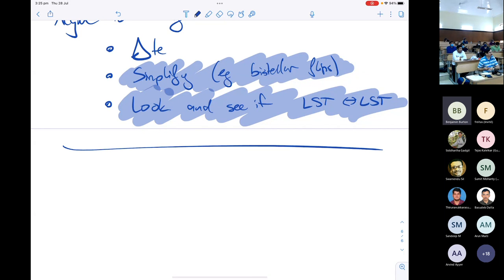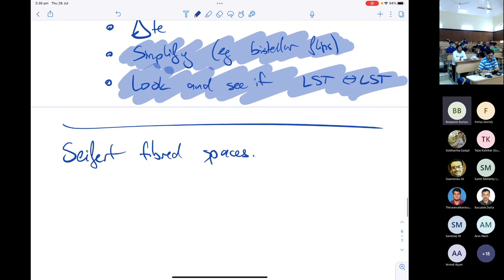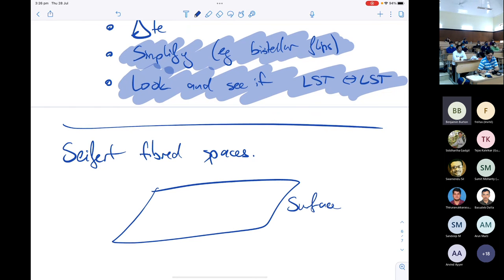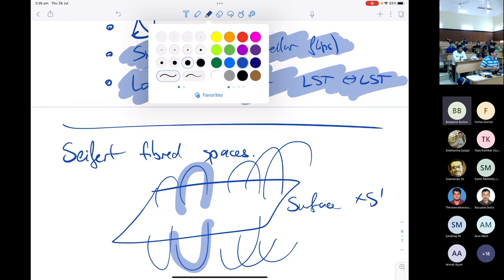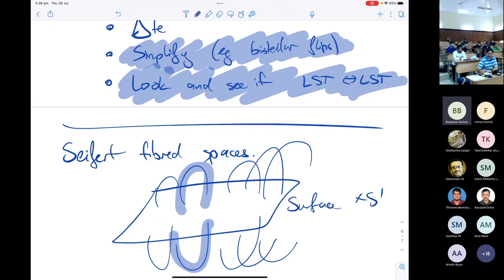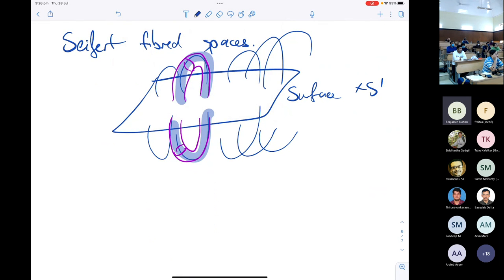So this extends beyond lens spaces. Then you have spaces such as Seifert-fibered spaces. What's a Seifert-fibered space? It's basically where you take a surface cross S1, so you have a bundle of circles running across a surface. Then you take a handful of these circles and drill out a solid torus, and then you put back in a different kind of solid torus. There are very nice triangulations of these things where the surface cross S1 is built by triangulating the surface.